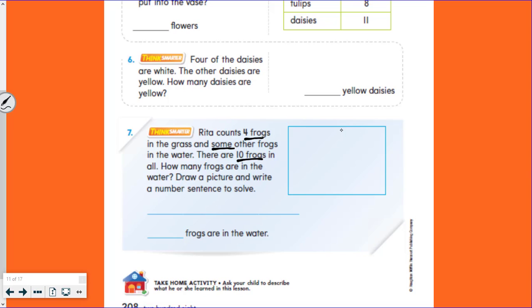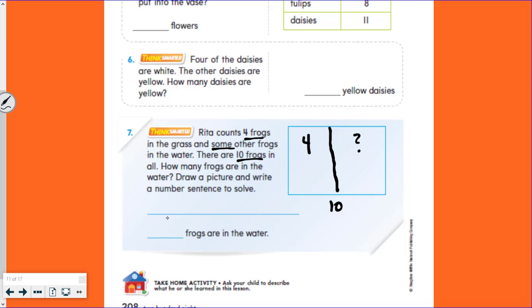All right, so basically we're making a big bar model. Okay? We know that there are 4 frogs over here in the grass, and there's some frogs over here in the water. But we know altogether there's 10 frogs. So we got to figure out the question mark number. Okay? Remember, if we're missing a part, are we going to add or subtract? We're going to subtract, right? If we have the parts, then we would add to find the whole. But in this section, we're missing a part, so we have to subtract.